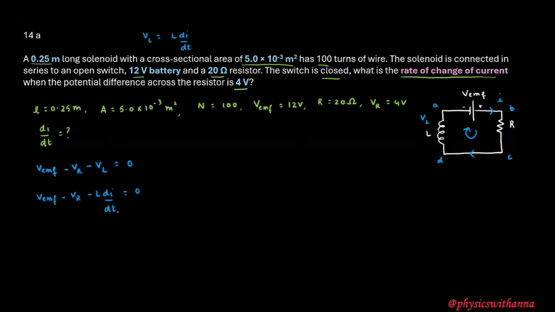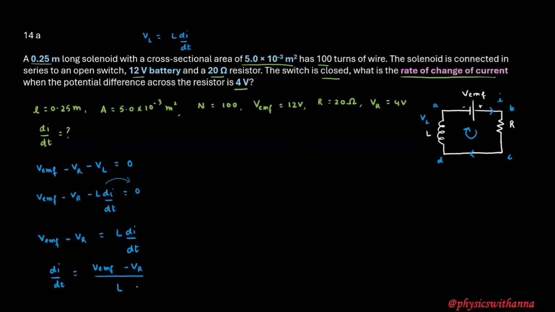We need to find what is dI over dt, so let's rearrange the term. I will move this to the other side. We get V_EMF minus V_R equals L dI over dt. Now divide by L to calculate dI over dt. We get dI over dt equals V_EMF minus V_R over L.